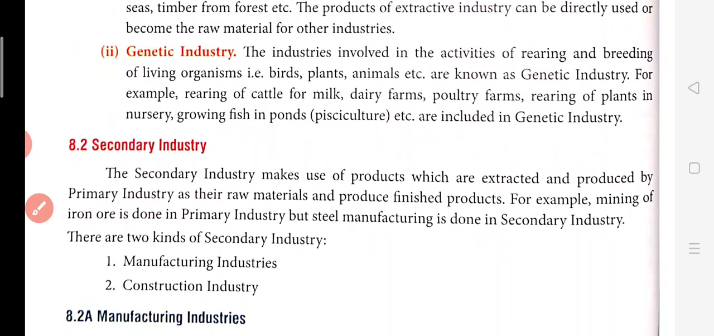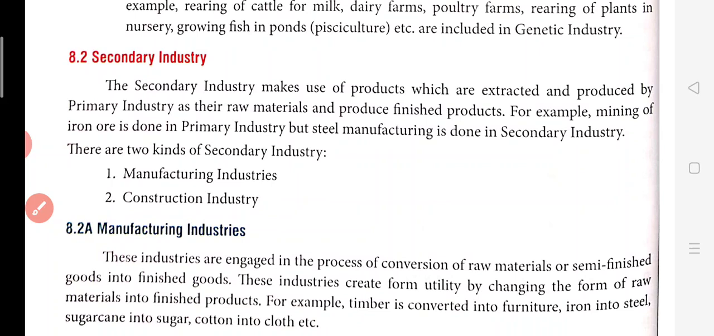Now let's move forward toward the secondary industries. The secondary industries make use of the products which are extracted and produced by the primary industry. Whatever the primary industry is producing or just bringing from nature, these companies do the further production. They make finished goods out of that raw material. So the final product of the primary industry can be used by the secondary industry for making some finished goods.